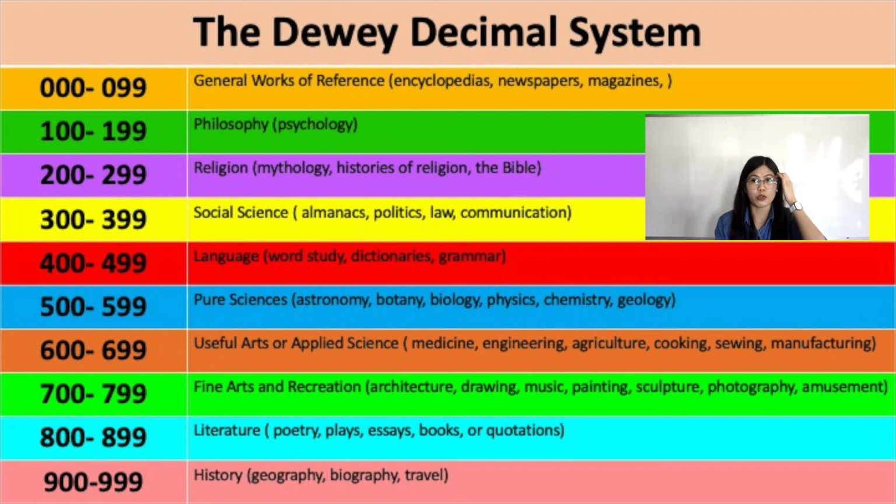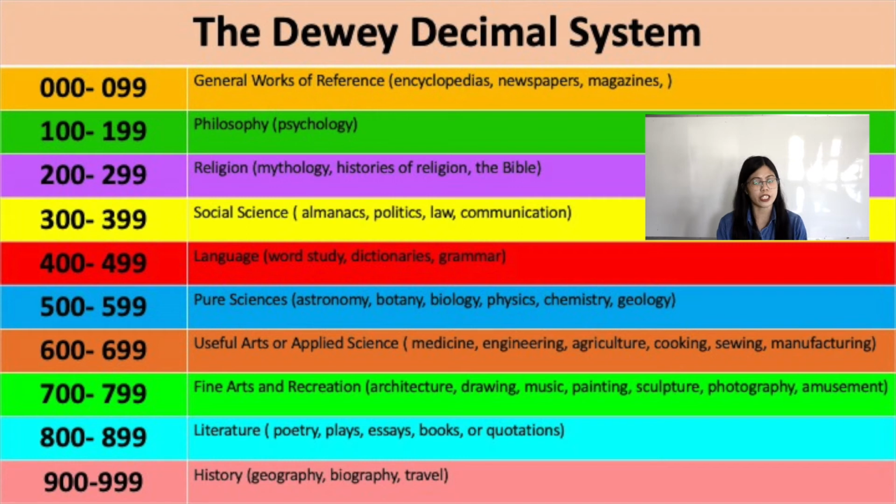For example, if you want to find books about the element magnesium or copper, you can find them here in the pure sciences. We also have geology, the study of earth, with layers of soil, rocks, and so on. The next class or classification is the useful arts or applied science. You can find books about medicine, engineering, agriculture, cooking, sewing, and manufacturing in this class.